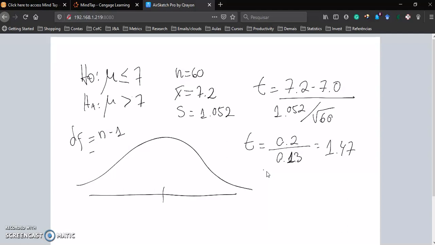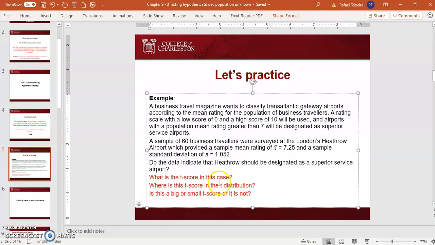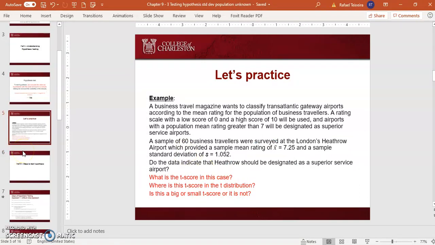Okay, so depending on how this distribution is, we're gonna have a different position for 1.47, but 1.47 is positive. Okay, so it's on this side, but it's not too big a number. So we have to test and see if this t-score is really a big number to result in a second unknown distribution like I showed you in the other classes. Okay, so this is what we are doing basically.